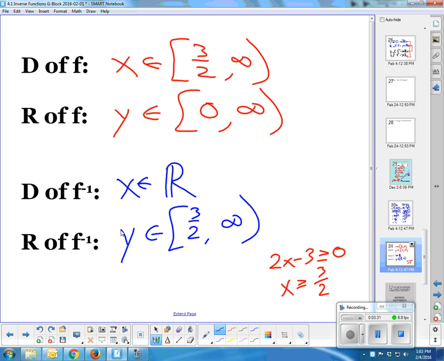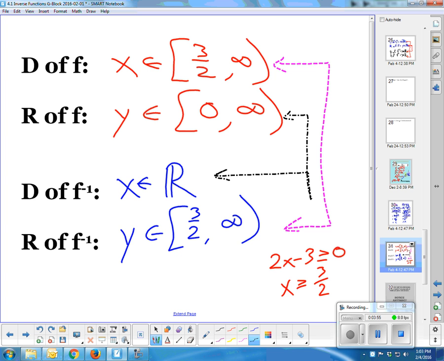Now, remember what we need. We need the domain of the original function to be equal to the range of the inverse function, and we have that. We also need the range of the inverse function to be equal to, oops, I went too far, the domain of the inverse function. And they're not equal, so that's troublesome for us.